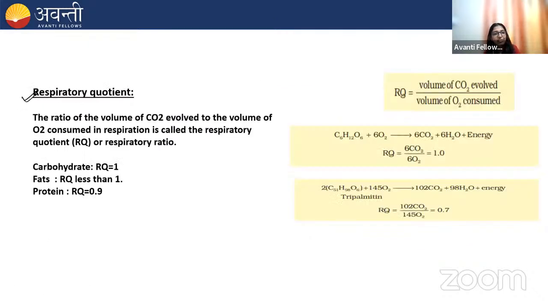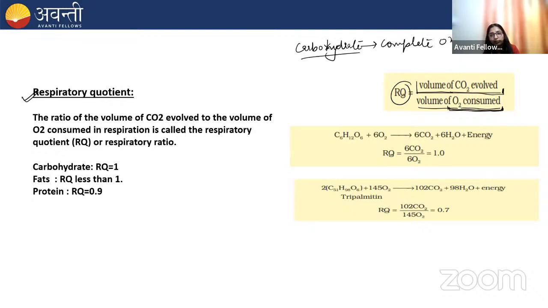Moving next is the respiratory quotient. Respiratory quotient is defined as the ratio of the volume of CO2 evolved to the volume of oxygen consumed. Generally the carbohydrates undergo complete oxidation. As you can see in this equation, 6 carbon dioxide are evolved and 6 oxygen are consumed. So the respiratory quotient is 1. There is a complete oxidation taking place.